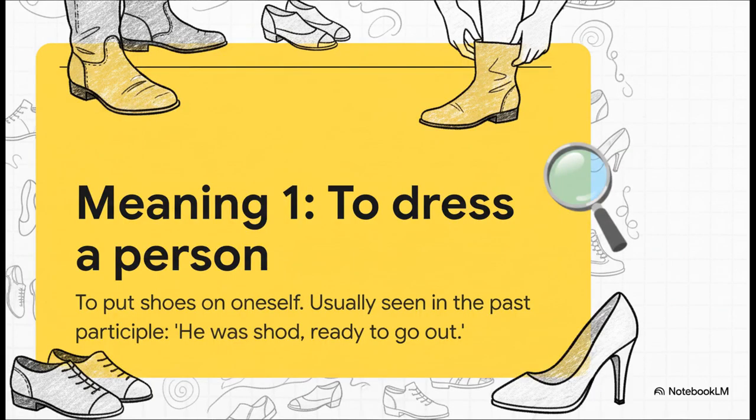Okay, meaning number one, to put shoes on a person. Now this one sounds a little old-timey, and it is. You'll mostly find it in books. You probably wouldn't say, hang on, I'm just shoeing myself. But you might read about a character who was well shod, which is just a kind of fancy way of saying they had shoes on and were ready to go.